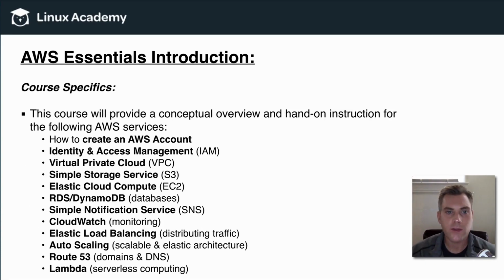As for specifics, this course will provide a conceptual overview and hands-on instruction for the following AWS services. We'll start with how to create an AWS account, and then we will move into core services of AWS, including Identity and Access Management, Virtual Private Cloud, Simple Storage Service, Elastic Compute Cloud, RDS and DynamoDB, Simple Notification Service, CloudWatch, Elastic Load Balancing, Auto Scaling, Route 53, and AWS Lambda.